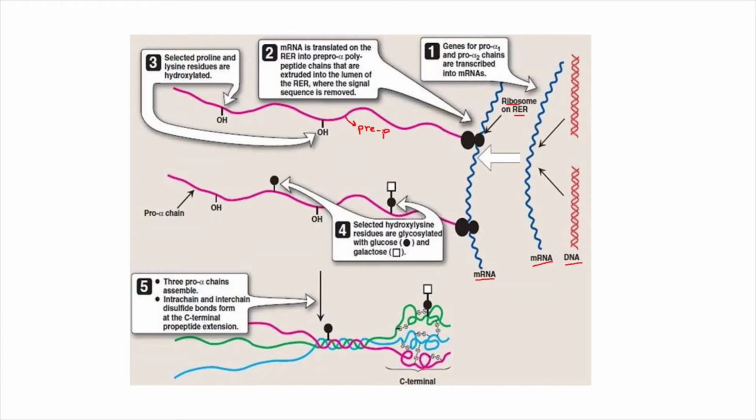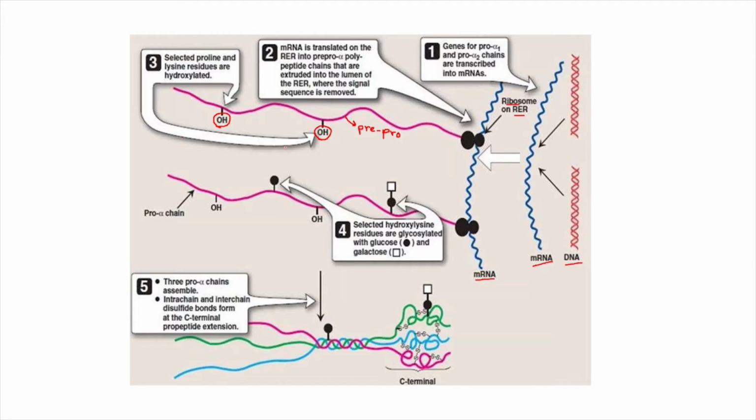Now on this pre-pro alpha chain, selected proline and lysine residues are hydroxylated. As you can see in this figure, only selected proline and lysine residues have been hydroxylated. As I have already told you previously, on hydroxylation, proline gets converted into hydroxyproline, and hydroxyproline is necessary for the stability and packaging of the collagen.